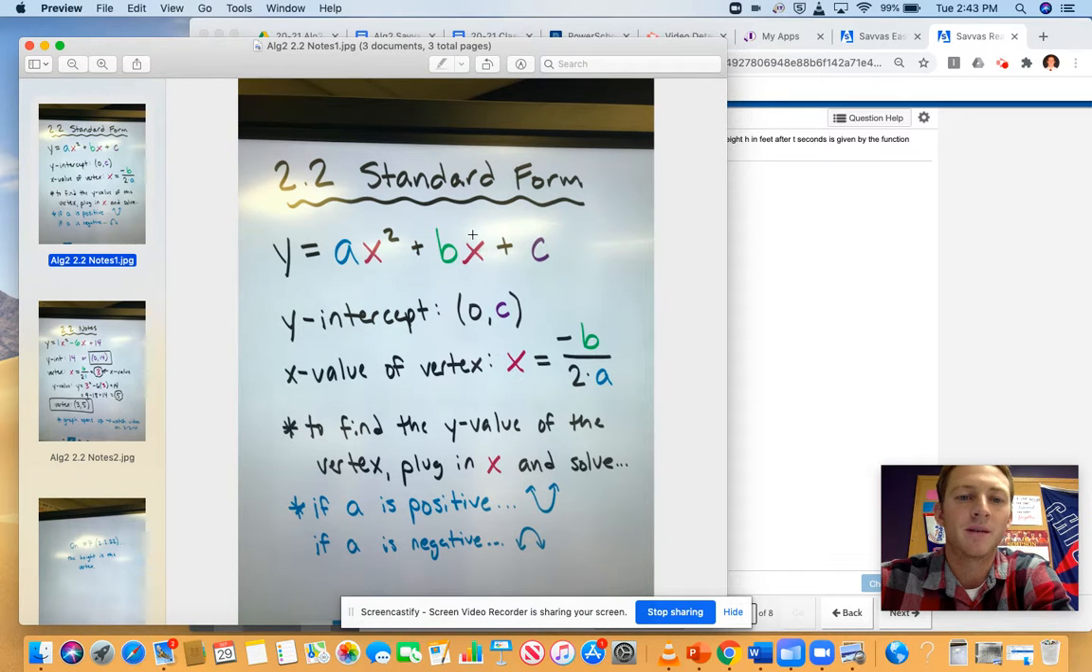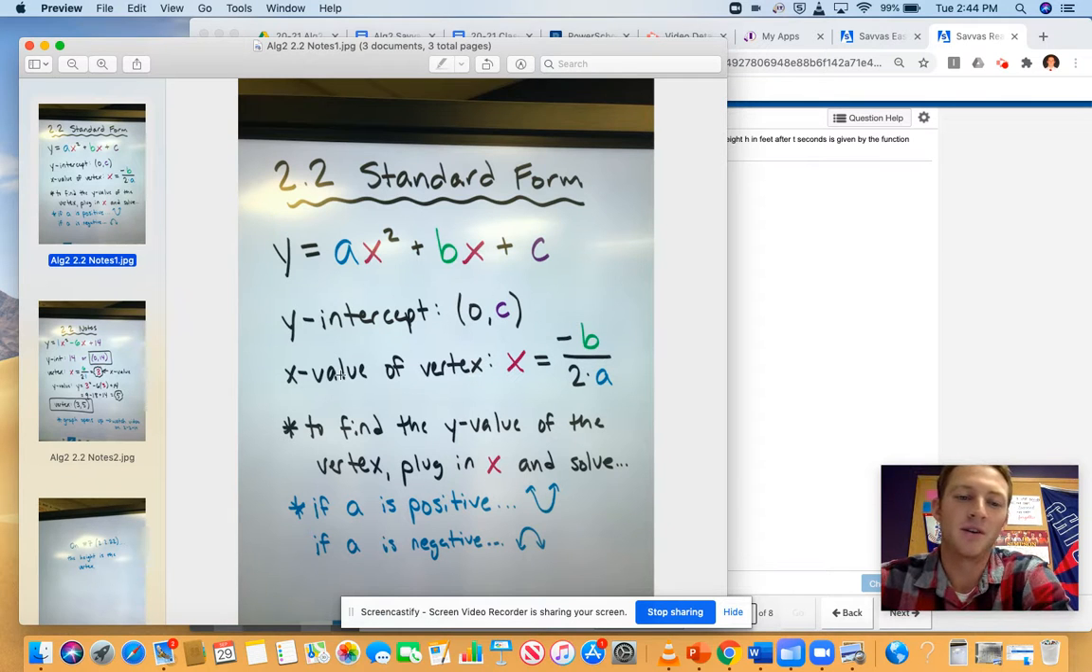The nice thing about standard form is that we can find the y-intercept really easy. It's just going to be parentheses 0 comma and then this c out here, this number. So if it's -3, it's 0 comma -3. If it's +4, it's 0 comma 4. Sometimes on Savas they won't want the point, they just want to know what c is, so make sure you read the fine print.